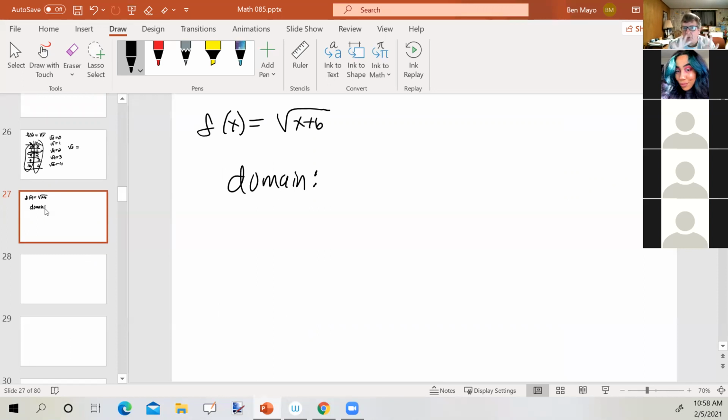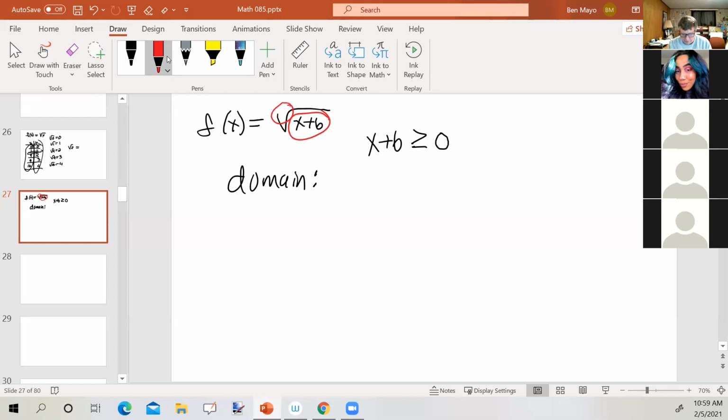Well, if a quantity can't be negative, then that quantity has to be greater than or equal to 0. If it's greater than 0, it's positive. If it's equal to 0, it's 0. And if it's positive or 0, then it's not negative. And again, since we're taking an even root, the radicand cannot be negative.